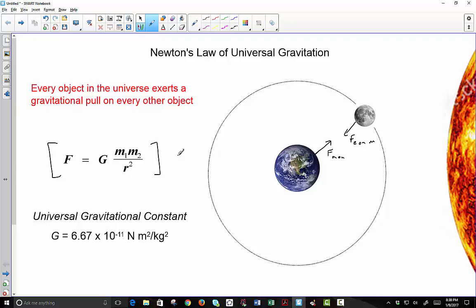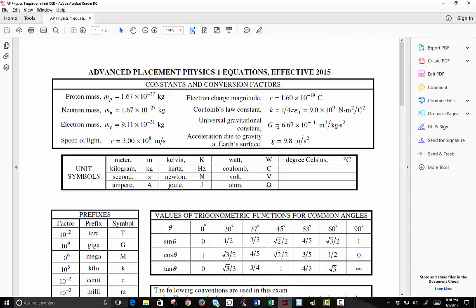We're going to talk about R though, because we're looking at circular motion, and normally when we're talking about gravitational forces, we're talking about orbits. We're trying to analyze those. This formula you'll need to remember. This number you won't. It's right there on your equation sheet.